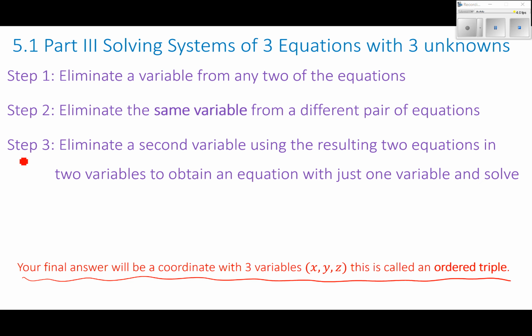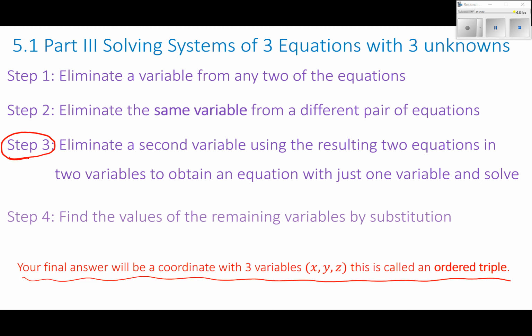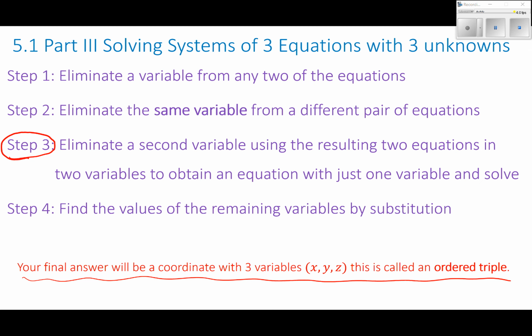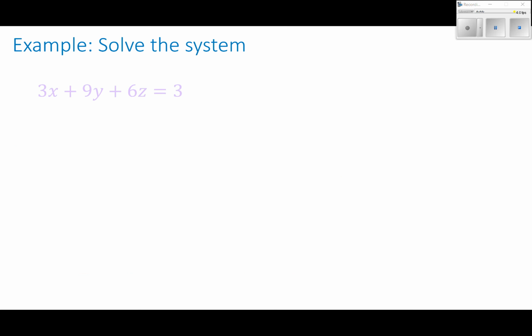This is what we were doing when we had a system of two equations. It's a lot of words, but it's just solving a system of two equations. Step four, find the values of the remaining variables by substitution. So we solve it out and we end up with x equals 5. Well, we can substitute that back in to determine what y and ultimately z will be. All right, so let's actually look at one.